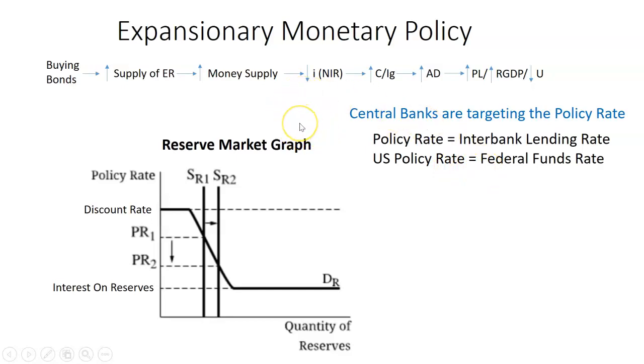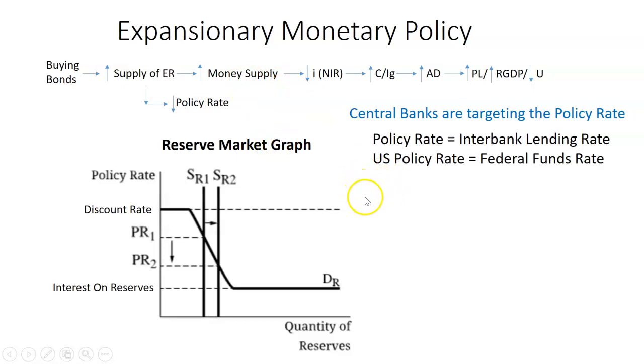So if you look here on our reserve market graph, we've got the supply of reserves and we have the demand for reserves. Because it's a limited reserves framework, we are looking at the downward sloping part of the demand curve. So when there is an increase in the supply of excess reserves, this is going to cause the supply of reserves to shift to the right, which will decrease the policy rate. When you have a decrease in the policy rate, or the federal funds rate in the United States, for example, that means then that the interest rate that banks are charging each other is lower, and so therefore they will take out more loans, which will in turn increase that money supply.